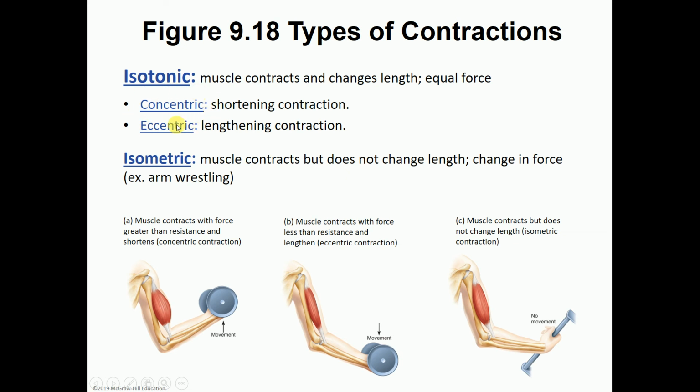A concentric contraction would be like this one right here, where we are flexing the elbow and that movement is going upwards in the direction of elbow flexion, where we are bringing the movement towards the body. An eccentric contraction, like in this image right here, the movement is downward, so we are extending the elbow. That is known as eccentric contraction or lengthening contraction.